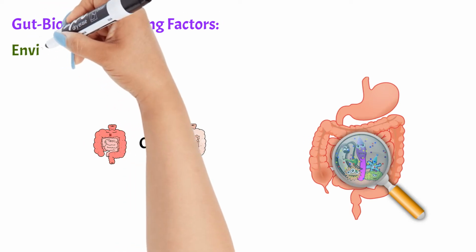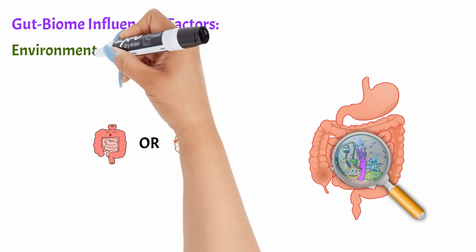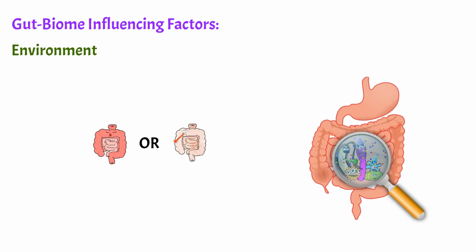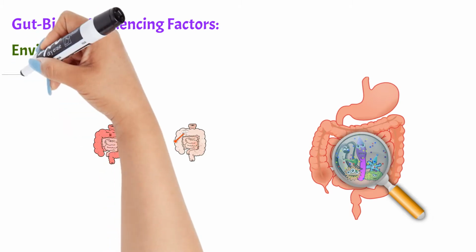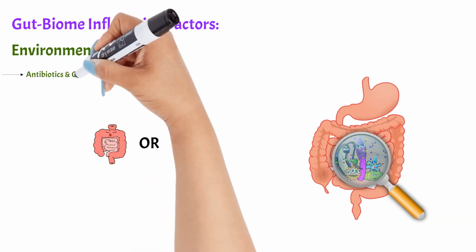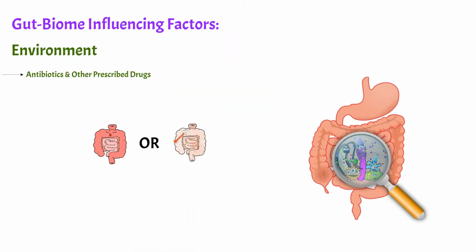And while we are definitely talking about what surrounds us in our environment, we want to look at it like, what all do we introduce to our biome? What do the microorganisms in our gut have to live with? So let's start with number one, antibiotics and other prescribed drugs.